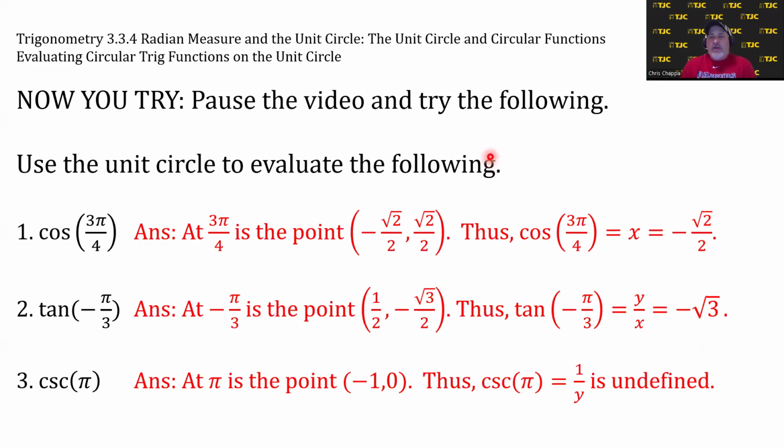I do want to point out that cosecant of pi was undefined because at pi was the point (-1, 0), but cosecant is 1 over y. The y is equal to 0, so it's still possible for some of these functions to be undefined if their denominator contains x or y at the wrong time.